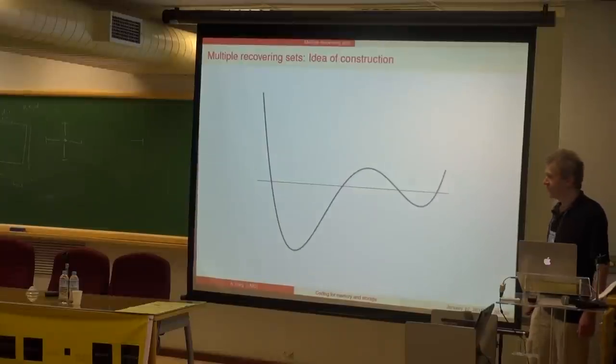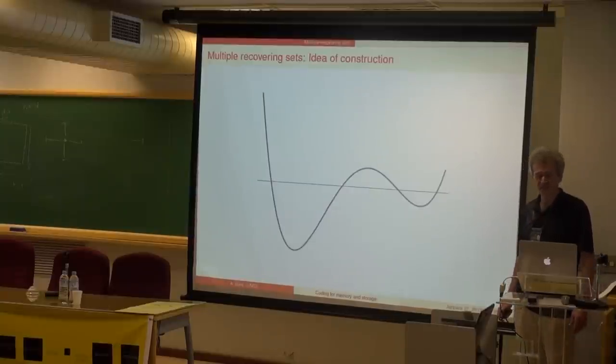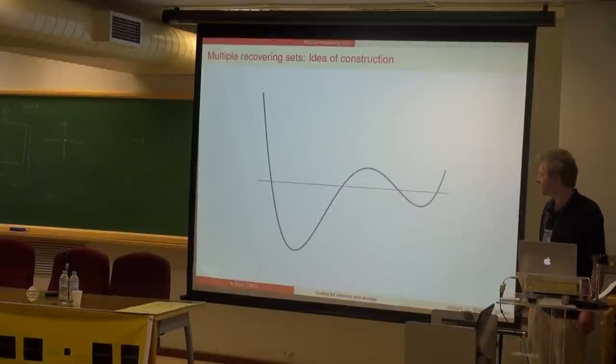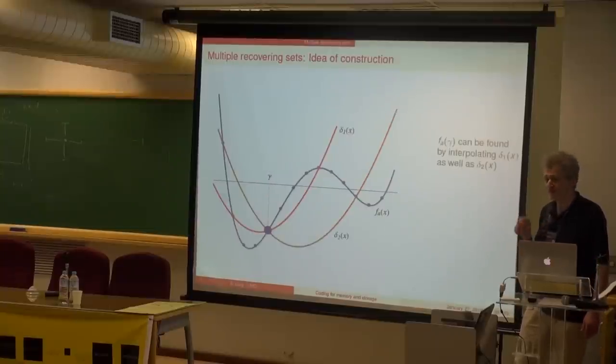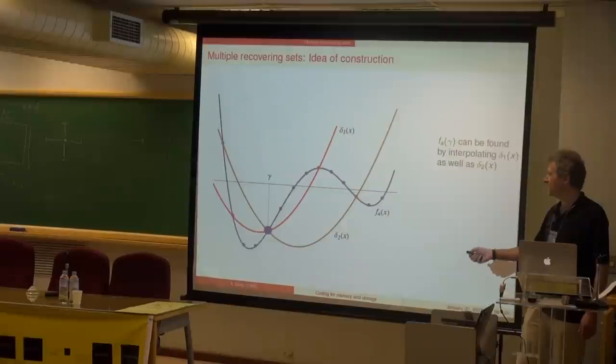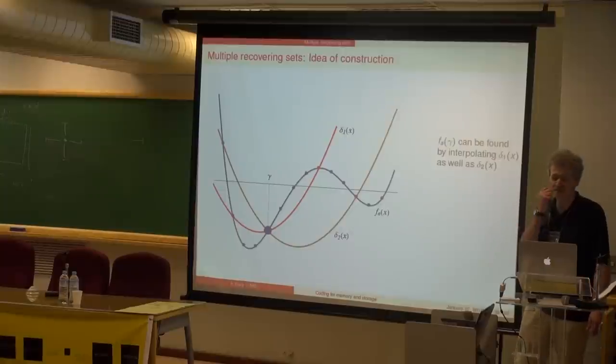So what's the idea? Can we construct it? Yes, let's do this. Let us try our Reed-Solomon codes. Again, this is the Reed-Solomon codeword, and let us say this is erased, and this is the first interpolation. But let us say that simultaneously, we can interpolate another polynomial through a different set of points and still recover the value at the point gamma. So f_a of gamma can be found by interpolating delta 1 as well as delta 2. So that's the idea. How do you do this?